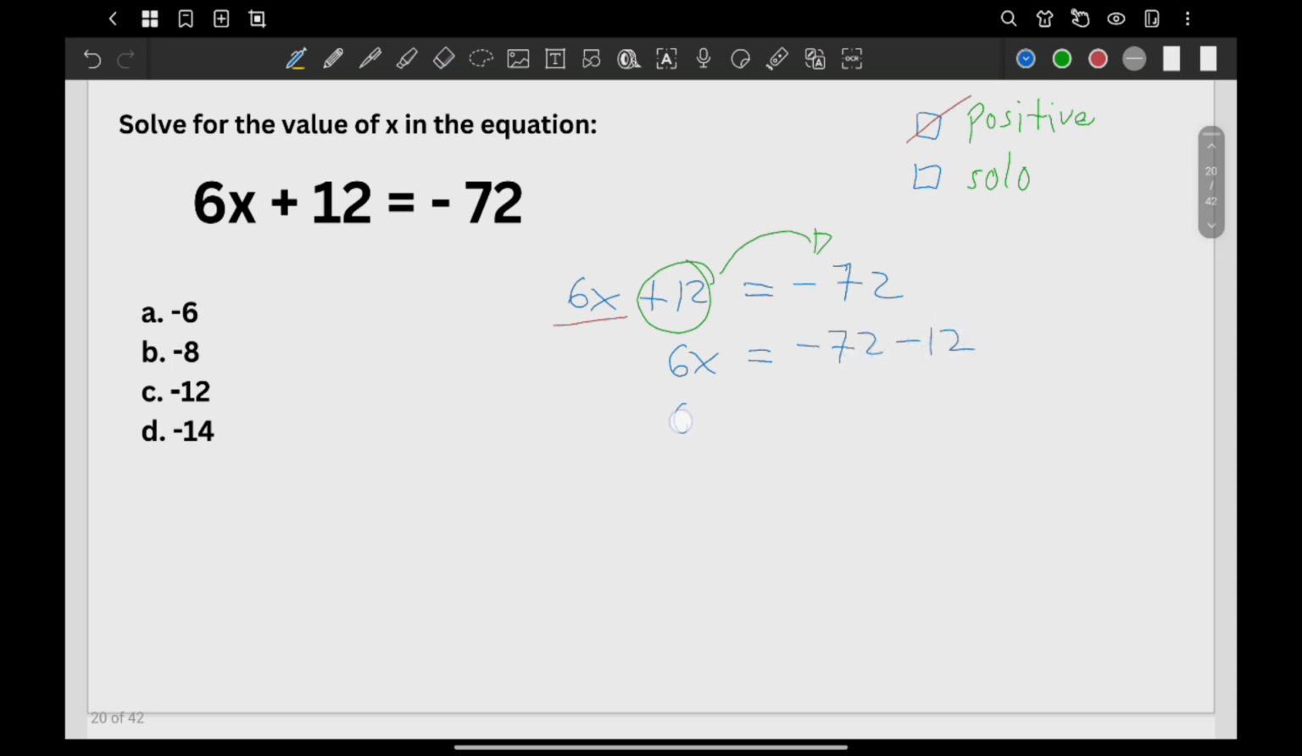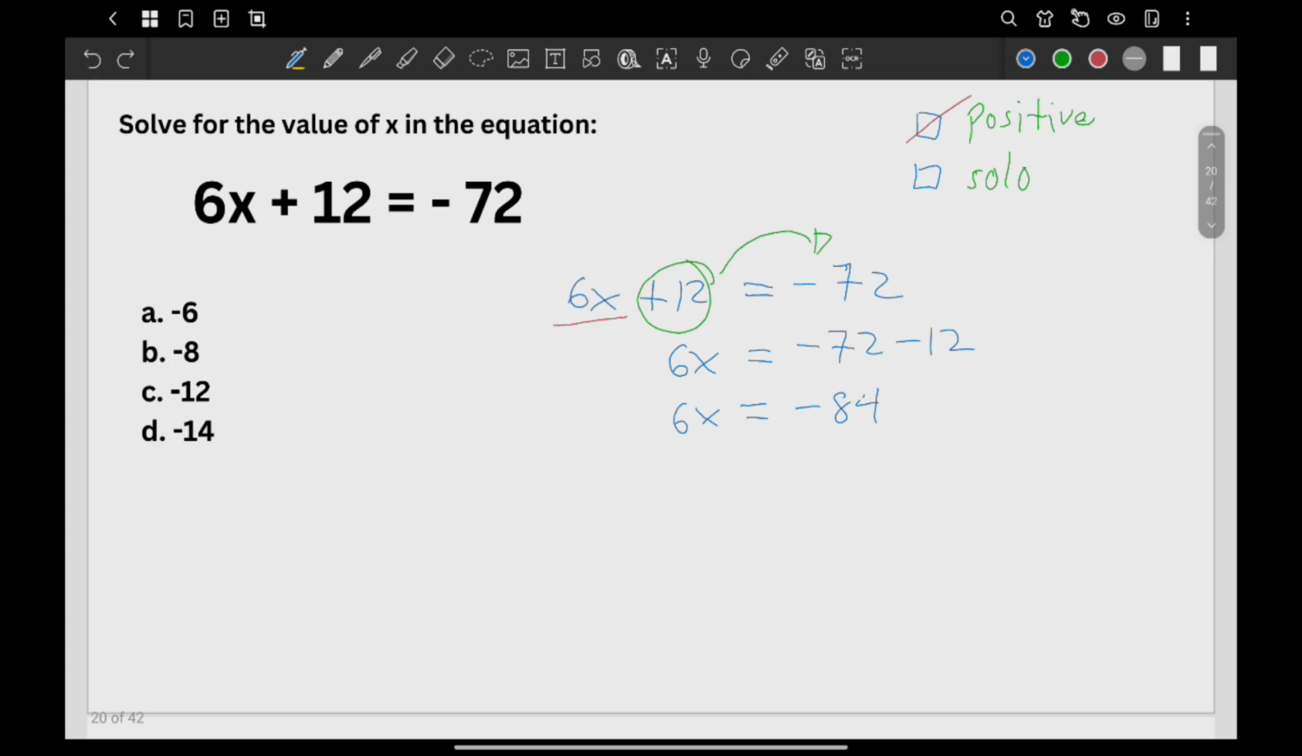So now what do you have on the right side? Negative 72 minus 12. Sir, is that gonna be positive 84? No. Again, they are both negative, right? And the rule about that, since they're both negative, they're both debt, right? All in all, that's gonna be what? Negative 84. Are we done already? Not yet. The x is not yet solo.